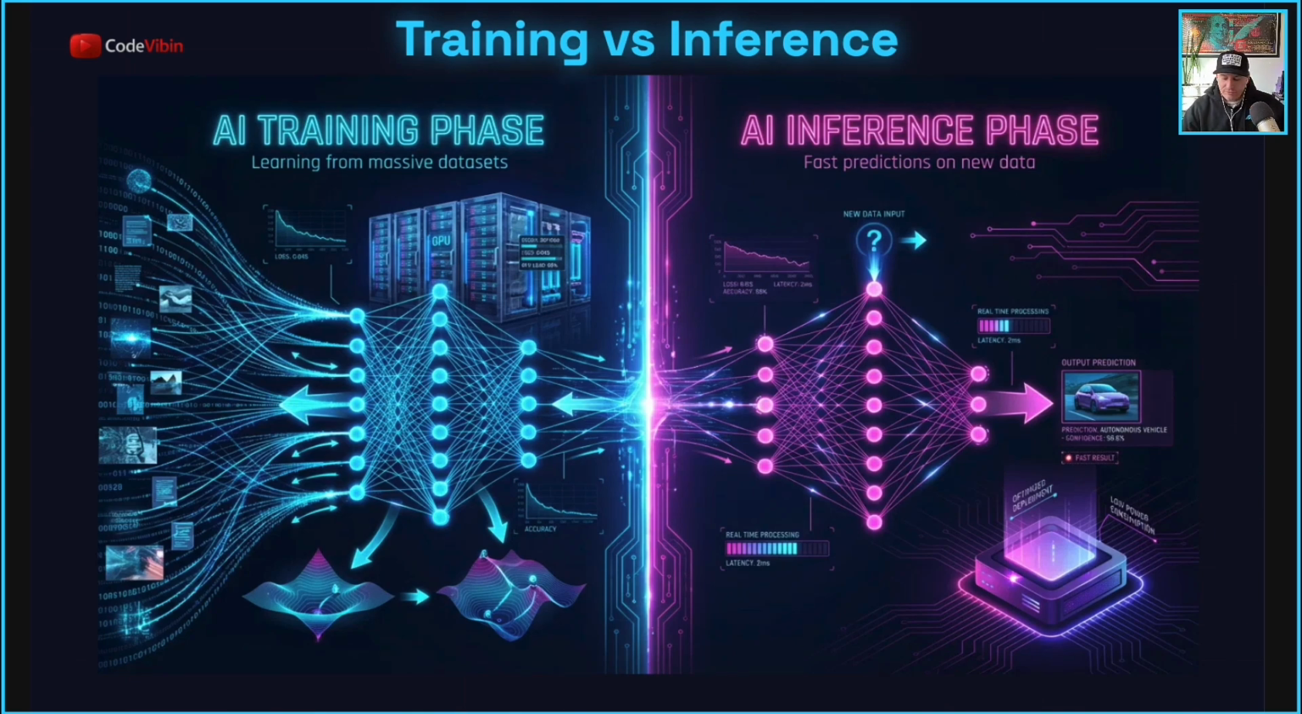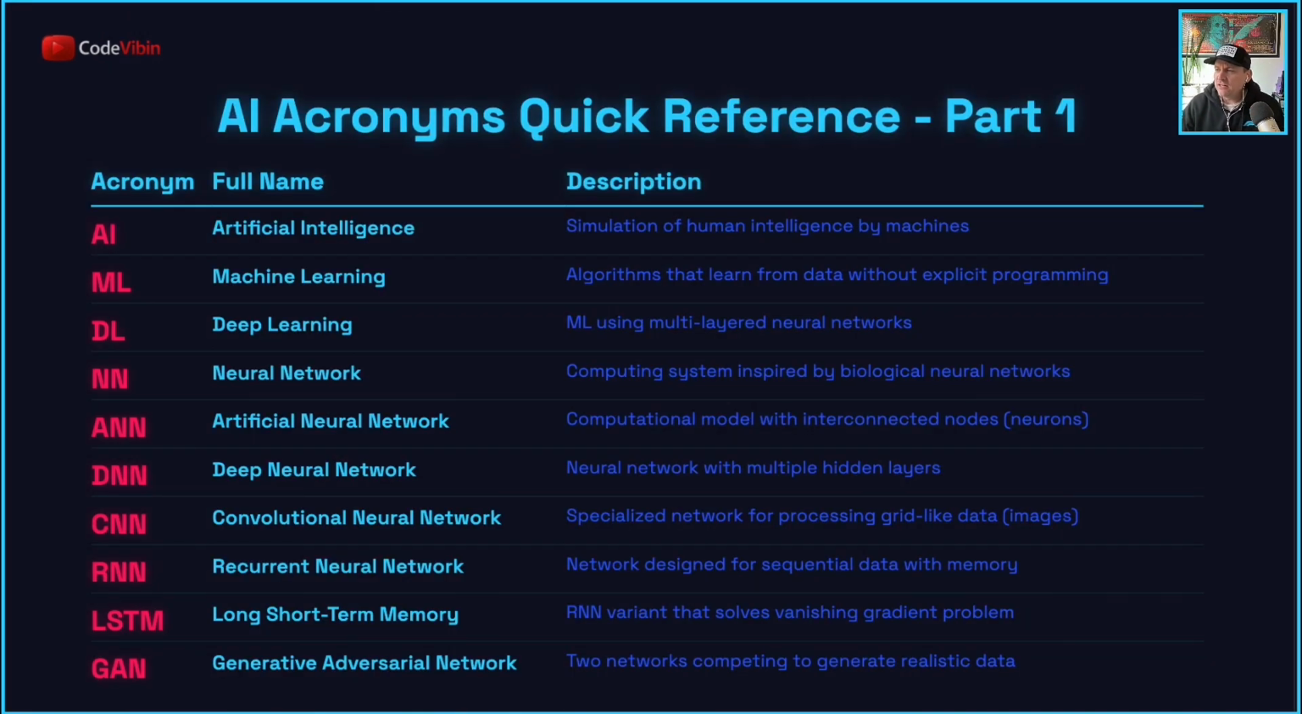Okay. So let's get into the acronyms. I know we've said a few of them throughout this, and also we're probably talking about a few that we didn't talk about. But these are just good acronyms to know, so that way you can understand the industry. AI, artificial intelligence, simulation of human intelligence by machines. ML, which is machine learning, algorithms that learn from data without explicit programming. DL, deep learning, which is machine learning using multi-layered neural networks. And then NN, neural networks, computing systems inspired by biological neural networks like our brain.